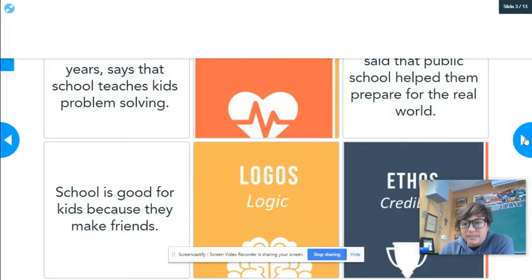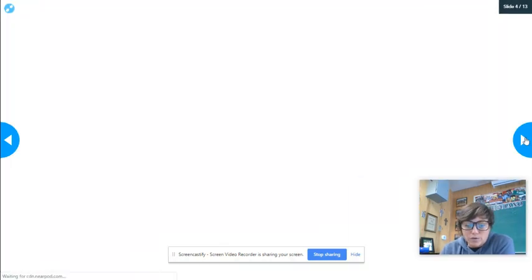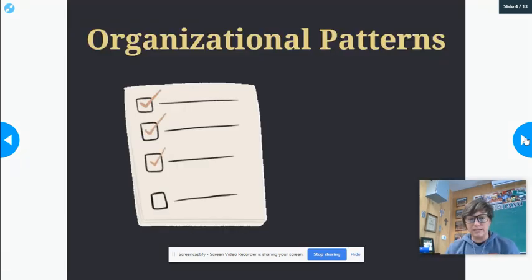And once again, my computer's slow. So now what we want to talk about is the different organizational patterns that you find in writing. Now, sometimes you will write in one organizational pattern the entire essay, right? But sometimes you will see essays where each paragraph is a different organizational pattern. Okay, and so let's go over a few of those.